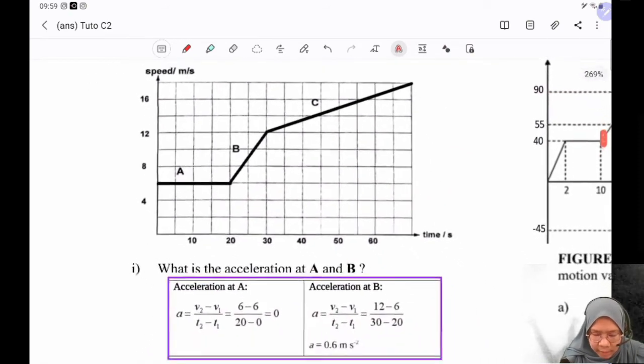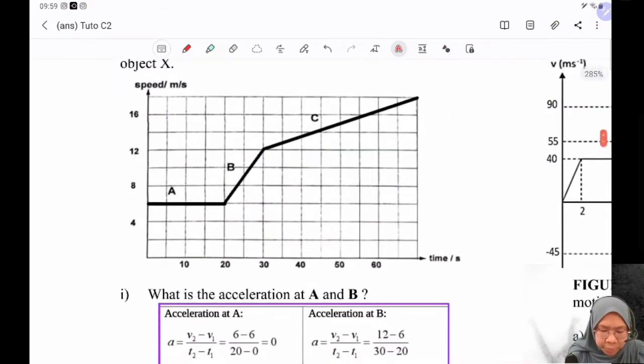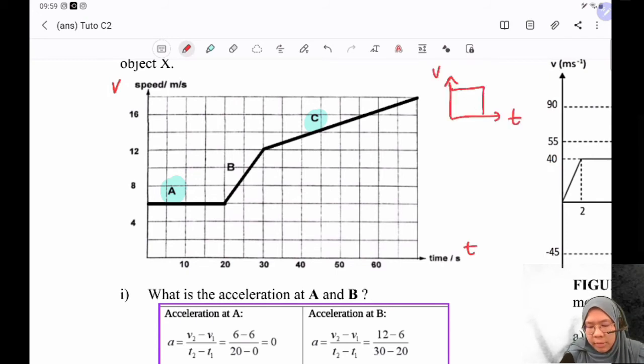Okay, what is the acceleration at A and B? Okay, so the question suruh awak kira secara asing lah. Apa nilai acceleration dekat A dan apa nilai acceleration dekat C? Okay, so macam mana kita nak kira acceleration? Now we have V against T graph. Okay, kalau V against T, so area under the graph adalah displacement. Okay, but then kalau kita kira gradient, gradient adalah acceleration.